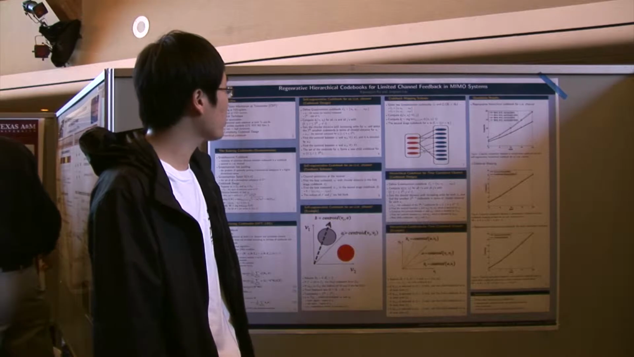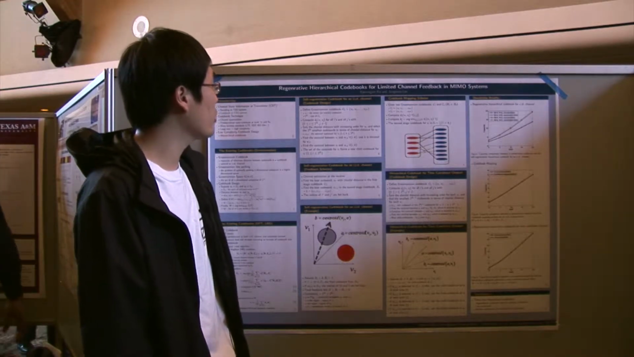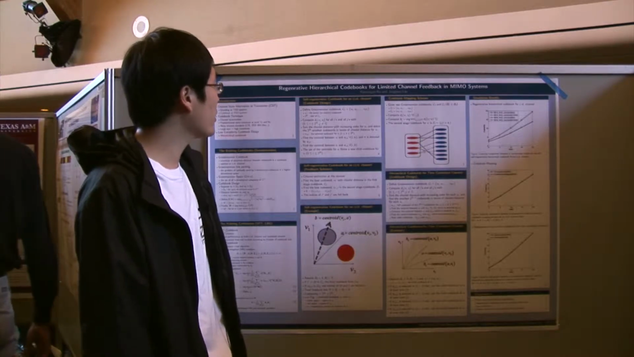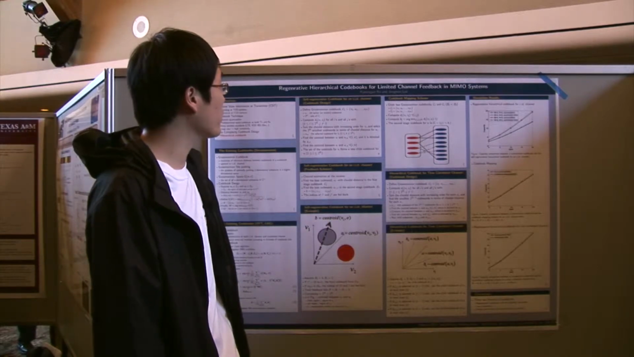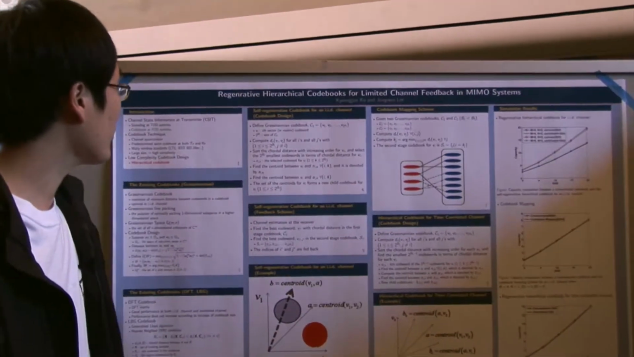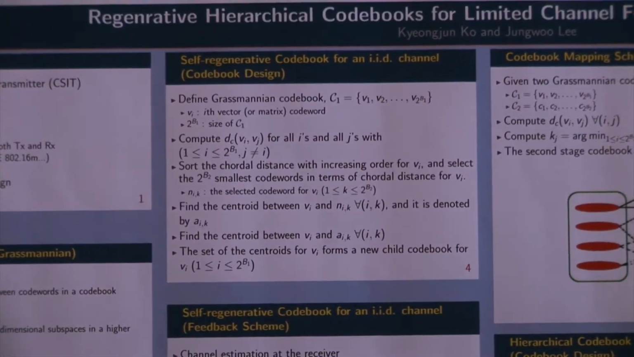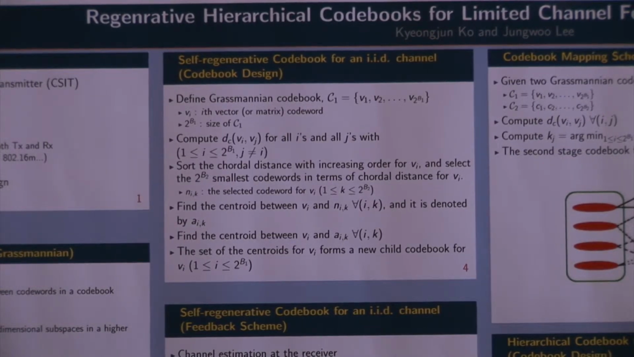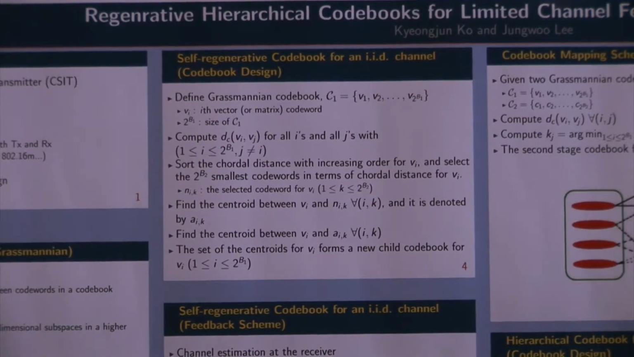At first, we compute all pairwise distances between v sub i and v sub j. v sub i is an element of the first stage codebook C1. And then we select the 2 to the v sub 2 smallest codewords in terms of distance for v sub i. We denote each smallest codeword in terms of distance as n sub ik.